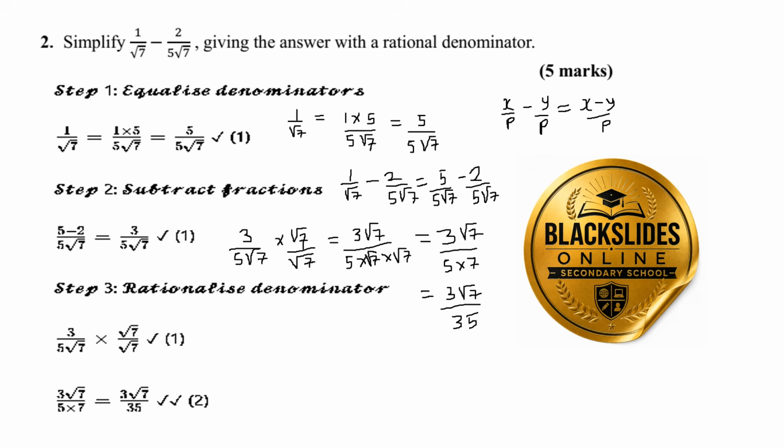So this is the response that we should get. So by doing all that, you have 1 mark for rationalizing the denominator. And for the final answer, since we have 2 steps, we have 2 marks. So together we have 5 marks.